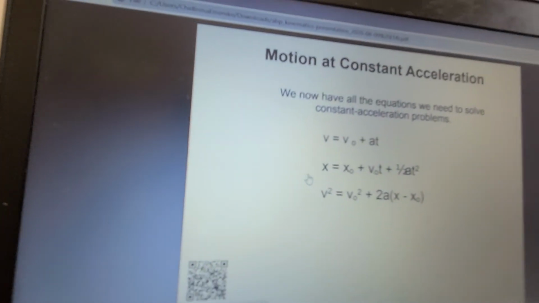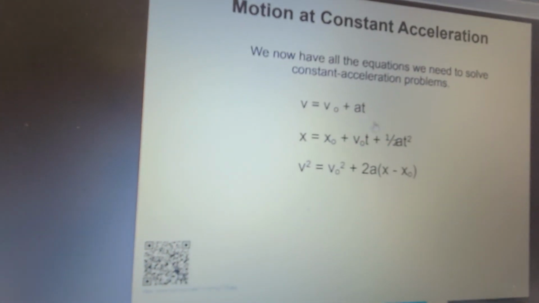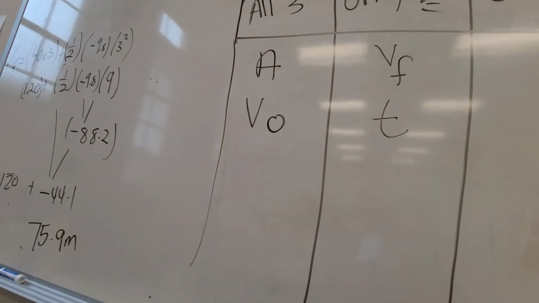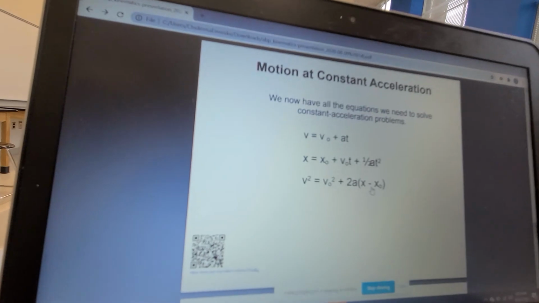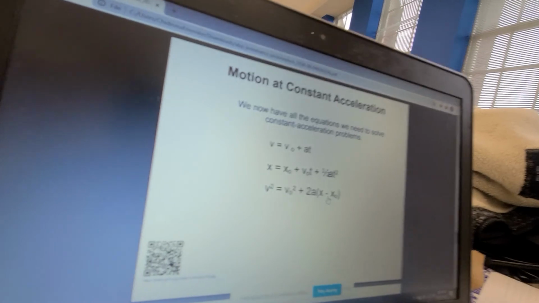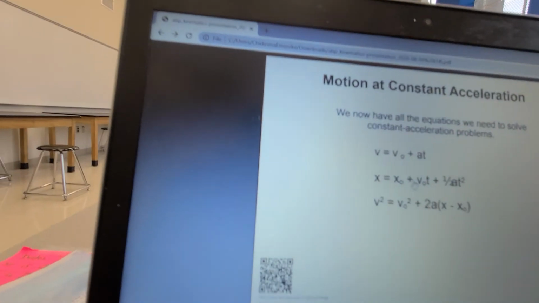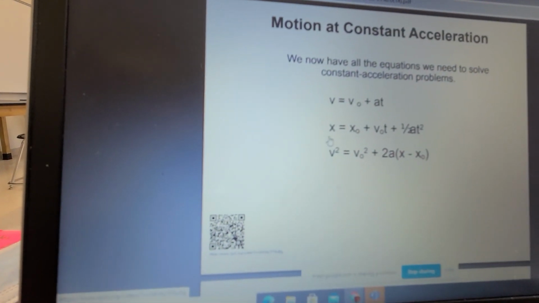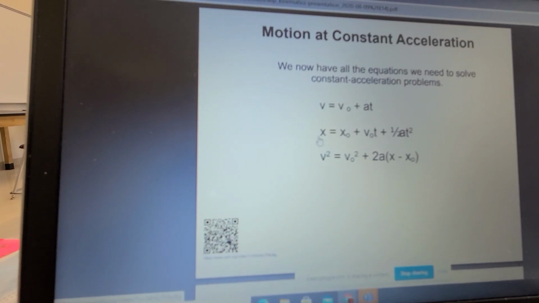What other variable? Time is also in only two of them. It's in the first equation and the second, but not in the last one. So I'm going to put time where it says only two. Any other that you see in only two? XF. Okay, final position, right? Final position is only in two equations: the second equation, where it's here, and the last equation, where it's here. That's final position, here and here.